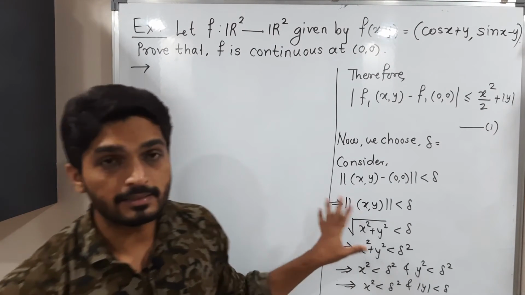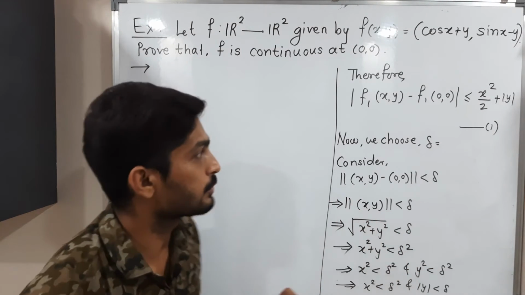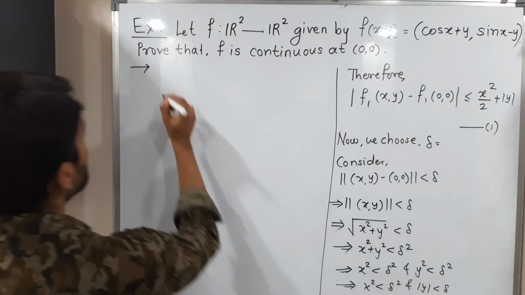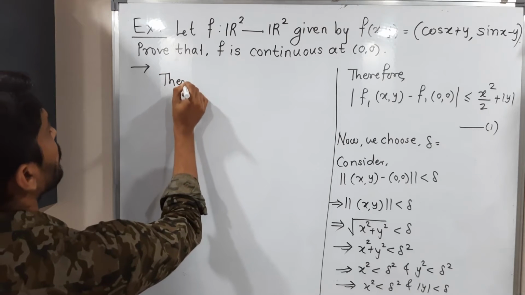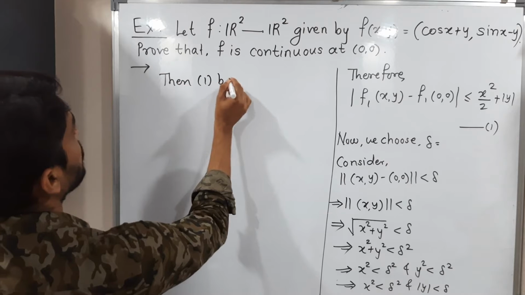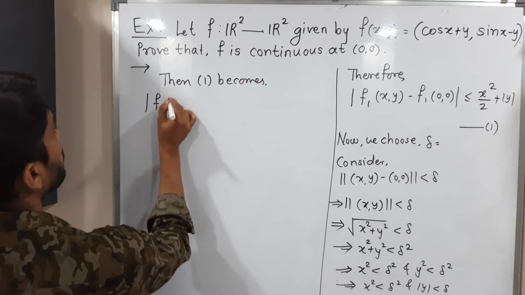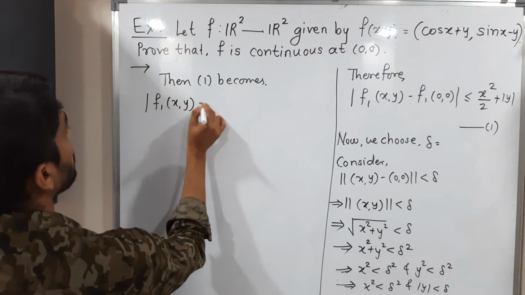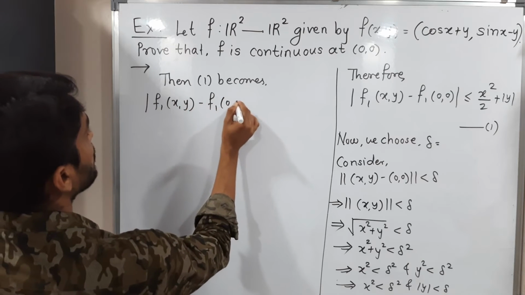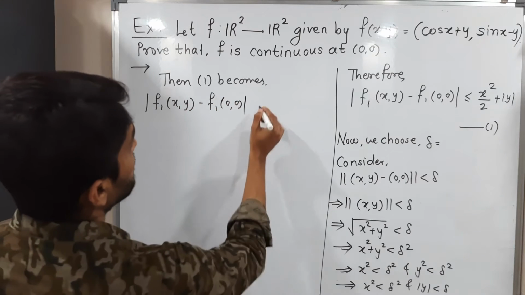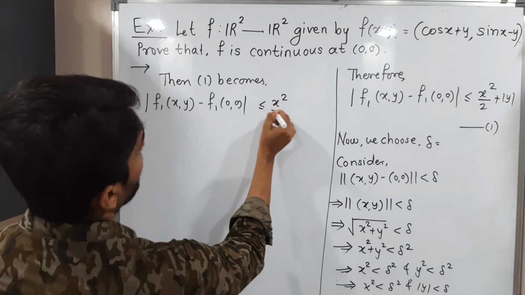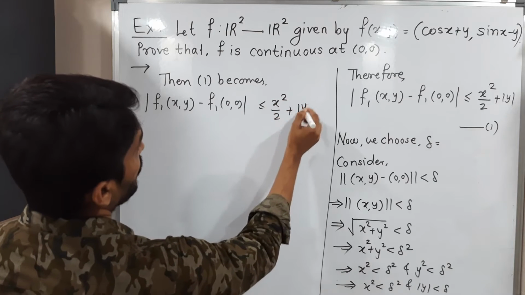So I have kept it as it is, so you can see here when we solve the problem. So then inequality one becomes, see, what will happen: mod f1 of xy minus f1 of 0 0 less than or equal to x square by 2 plus mod y, right?